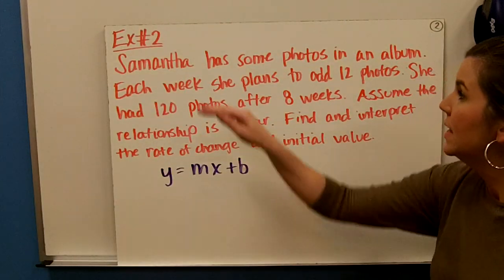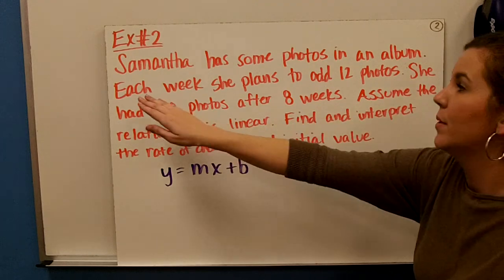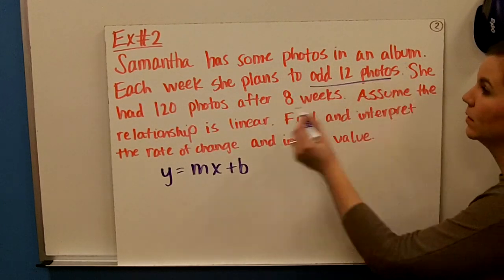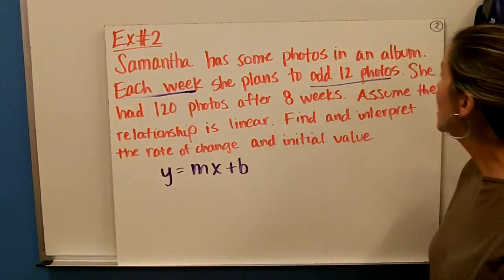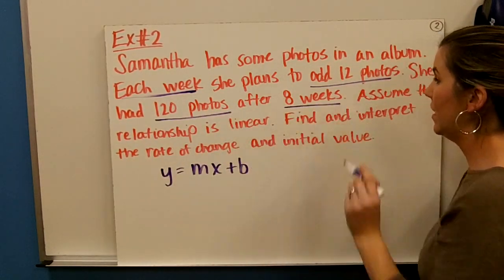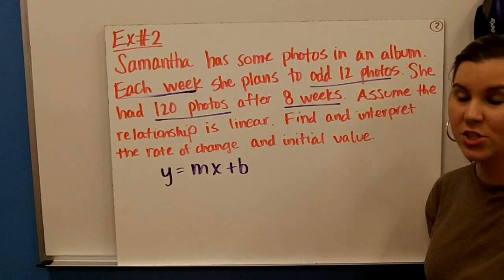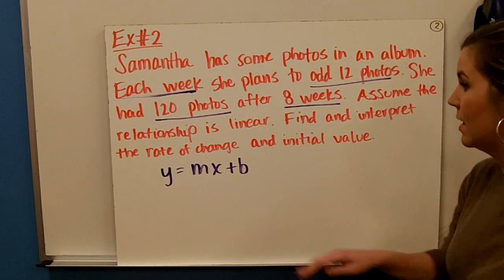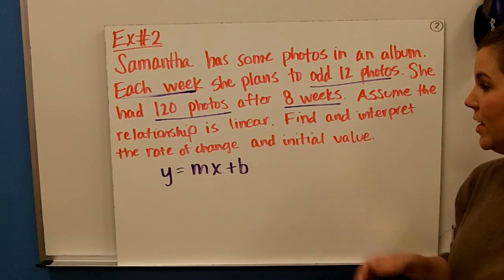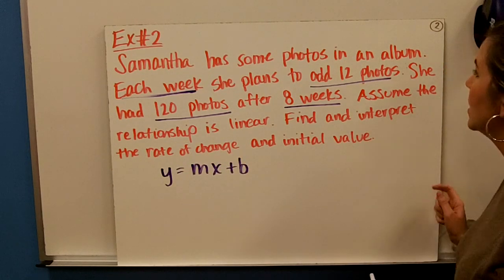Example number 2. Samantha has some photos in an album. Each week she plans to add 12 photos. She had 120 photos after 8 weeks. Assume the relationship is linear. That means we can use y equals mx plus b. Find and interpret the rate of change and initial value.